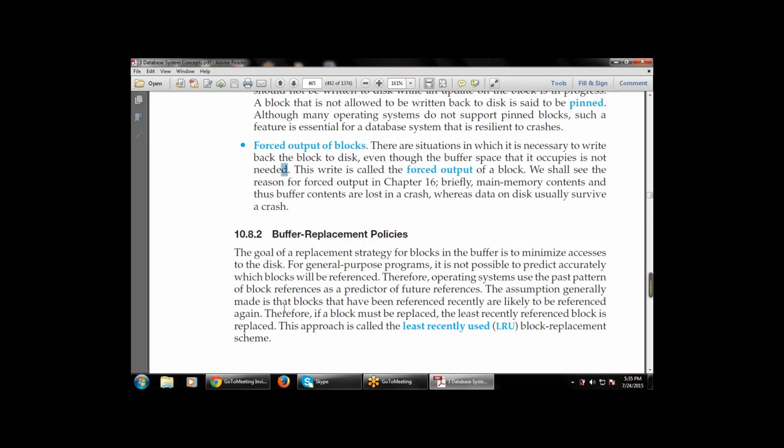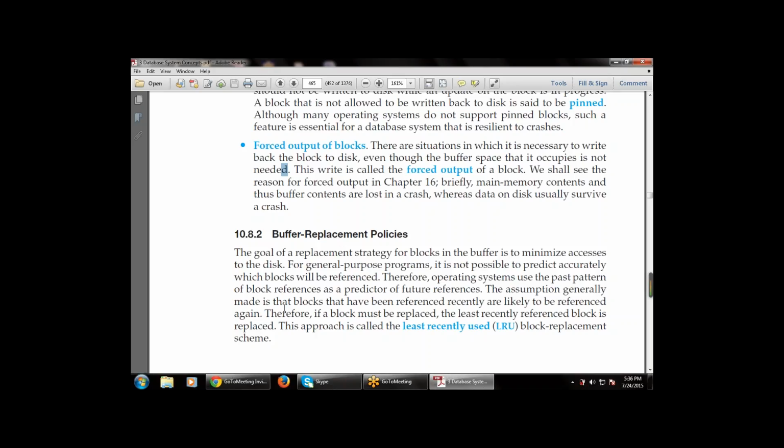That is, there will be a minimum access to the disk, there will be a minimum read and write to the disk. For general purpose programs, it is not possible to predict accurately which blocks will be referenced, that is, which content will be referenced. Therefore, the operating system uses the past pattern of block references as a predictor of future references. That is also available for the disk block. The assumption generally made is that blocks that have been referenced recently are likely to be referenced again.